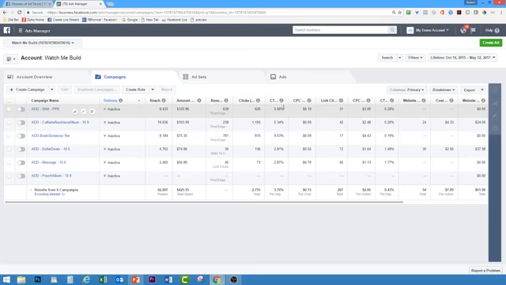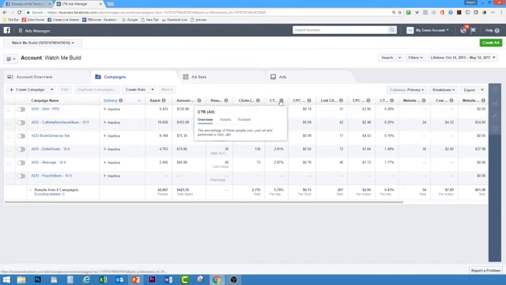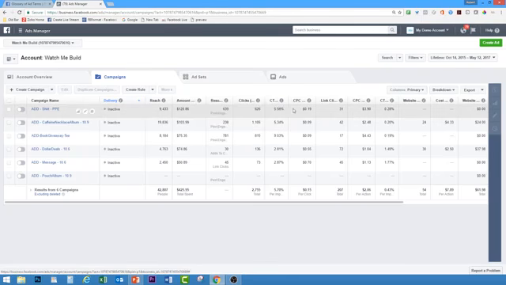So right here we have a shirt where the click-through rate for all clicks is 5.58%. The click-through rate for the links is not even a whole percent. It's 0.28%, right? It's way down there. Now, notice that this is a page post engagement ad, right?